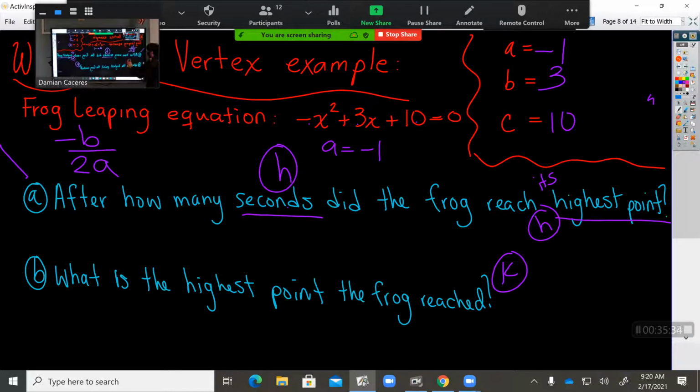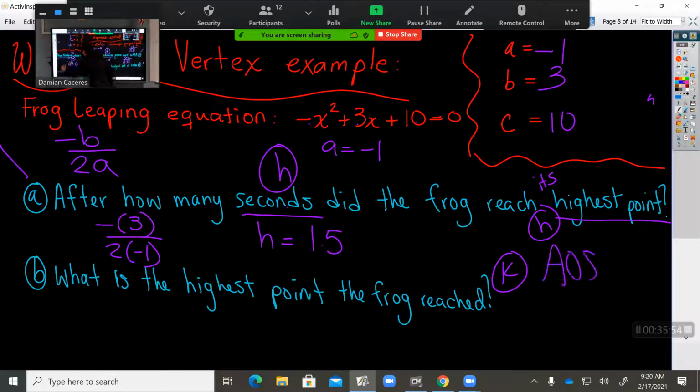Now let's plug it in and solve. Negative b over 2 times a. That gives me positive 1.5. So if they ask you for the axis of symmetry, then that is the answer, but in an equation format. x equals 1.5. That's h. Now, how do you find k? Once you have h, plug it in for x. So now we're going to plug it in into the equation.